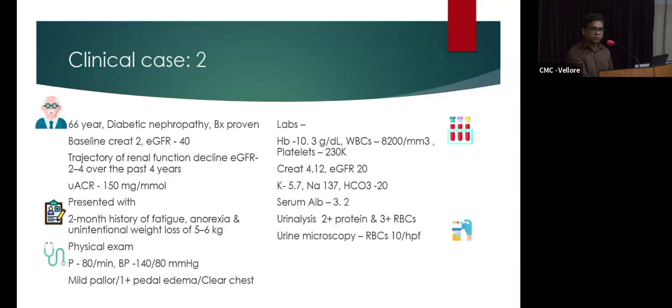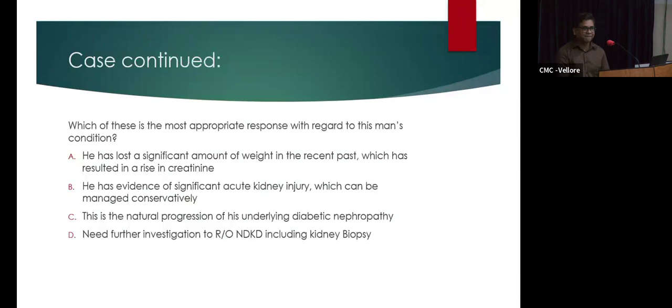So his creatinine was 2 at baseline, increased to 4. On evaluation, urinalysis showed 2 plus protein, 3 plus RBCs, dysmorphic RBCs showing more than 10 per high power field. So there is a worsening of the eGFR within the last 2 months. Like it was 40, now it is 20. So what will be the approach?